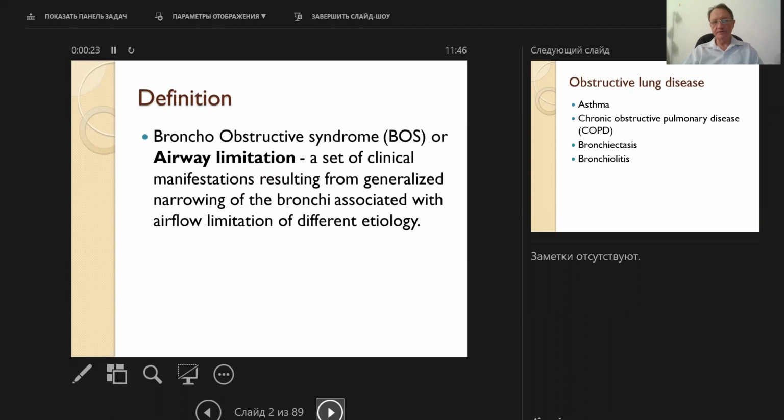So, let's start with the definition. Bronchoobstructive syndrome, or airflow limitation syndrome, is a set of clinical manifestations resulting from generalized narrowing of the bronchi associated with airflow limitation of different etiology.